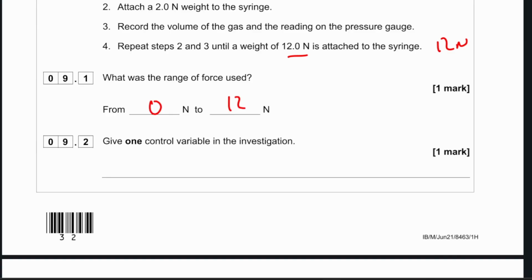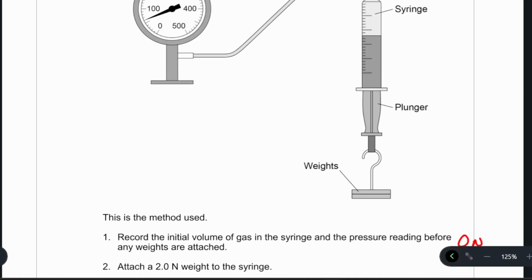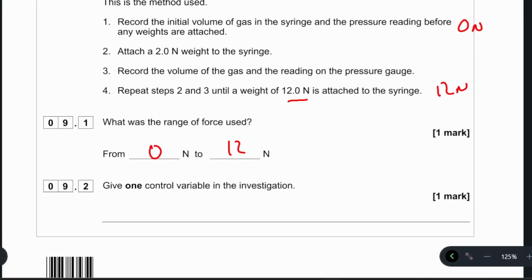Give one control variable. Well, one control variable is one thing that we kept the same. So although we didn't keep the volume of gas in the syringe the same because that's changing, we did keep the amount of gas, if you like. So the amount of gas, or more precisely, the mass of the gas. Okay, so that was the same throughout the experiment.